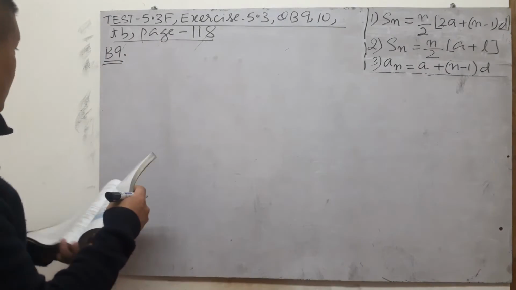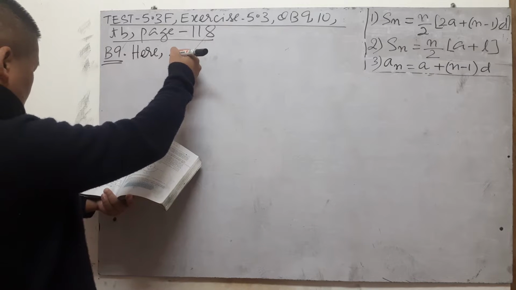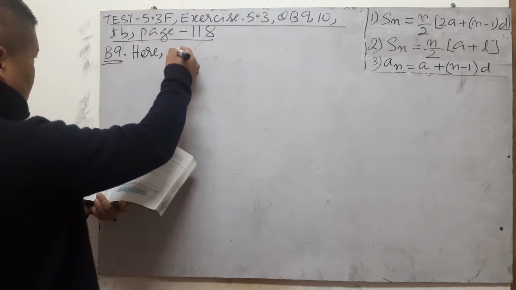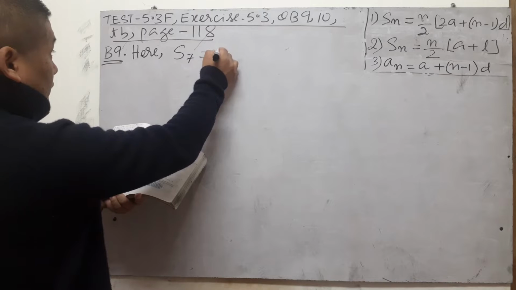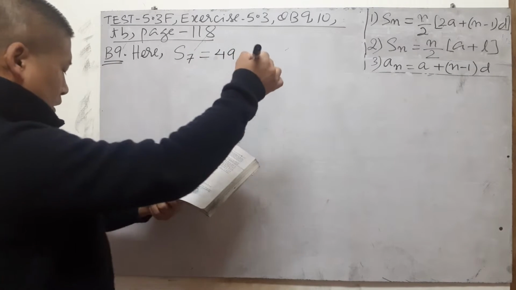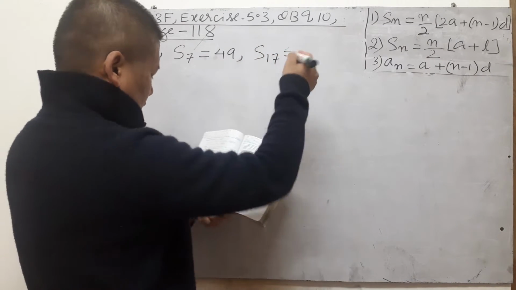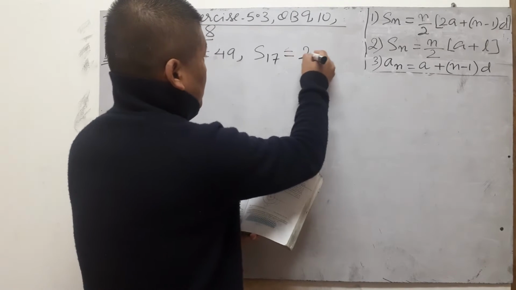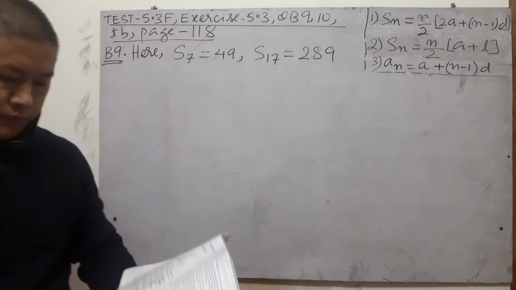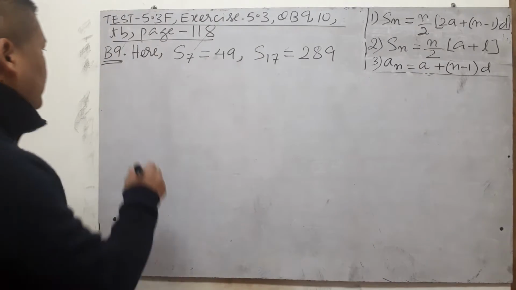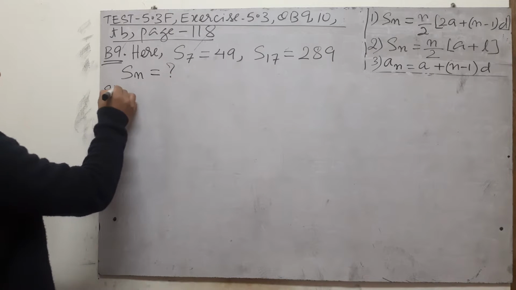So here we are clearly given some data, that is, the sum of the first 7 terms, S7, is given as 49, and the sum of 17 terms, S17, is given as 289. So these two pieces of information are given. We have to find the sum of n terms. That is what we have to find. Let us start with what is given.